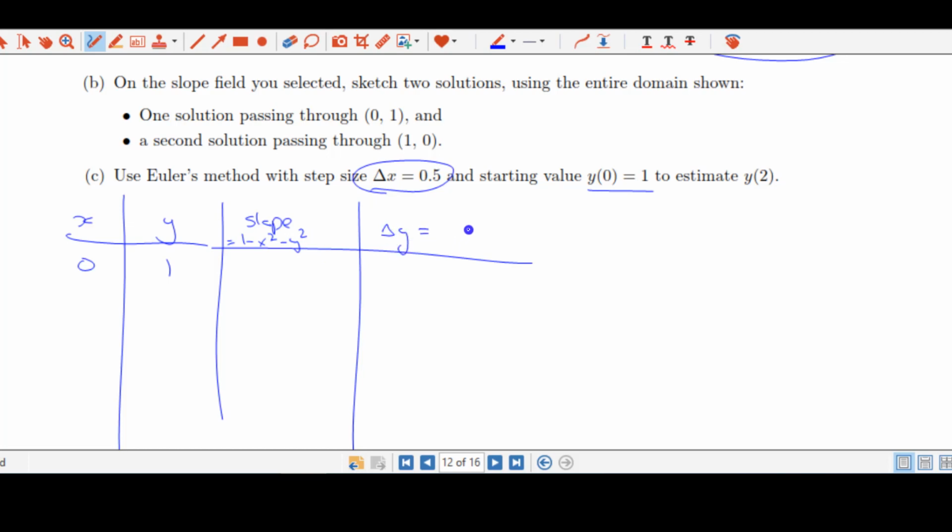The change in y is just the slope times our delta x. Why is that the case? Because all we've done is rearrange delta y over delta x equals slope to solve for the piece that we don't know, the delta y. All right, so 0, 1, our slope is 1 minus 1, that's going to be 0. That makes this 0. Then what do we do? We figure out what our new value is by adding the change that we just made. Here we change x by 0.5. Here we change y by delta y, but that's just 0. So we end up back where we started, same height.